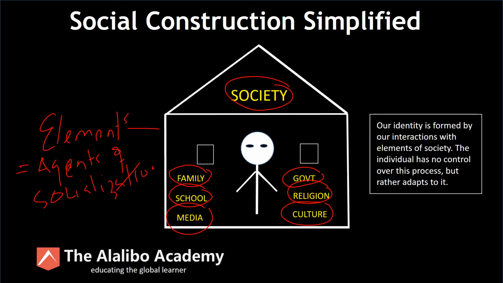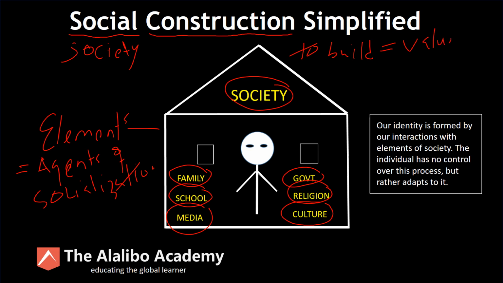Now, let's take a look at the word social and ask the question, what does it mean? It means society. So let's put that here. Society. And let's take a look at the word construction or construct. According to the Oxford Dictionary, it means to build. Now the question is, what is society building? And the answer is value systems or values and identity. Society is building values and identity.